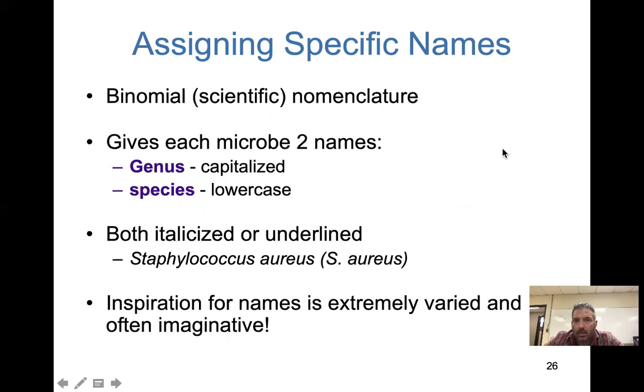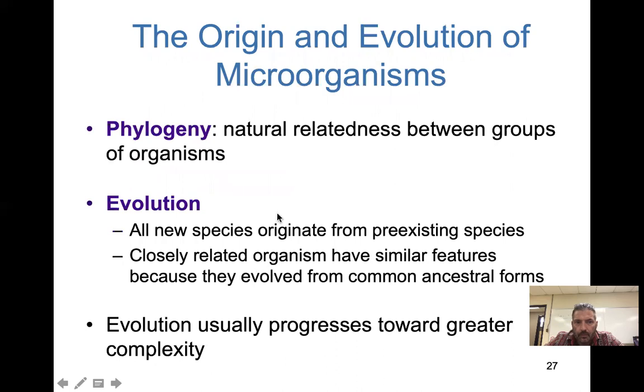Okay. So it's binomial nomenclature, two names. Genus is always capitalized, species is lowercase. And I will probably screw that up in your notes, but it's supposed to be capital E, dot, coli, lowercase. Or both are italicized in another one, like Staphylococcus aureus or S. aureus. If you see S. aureus, you know that's Staph aureus, just an abbreviation.